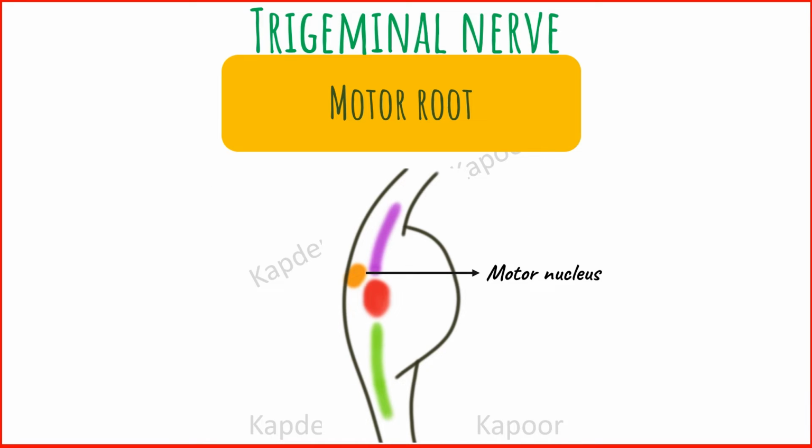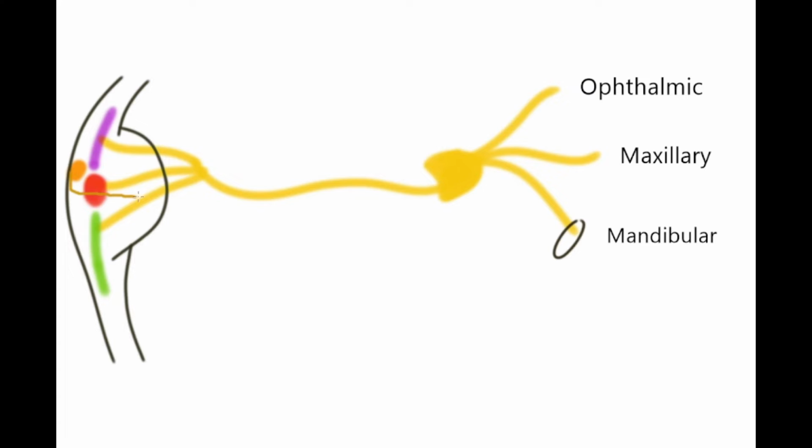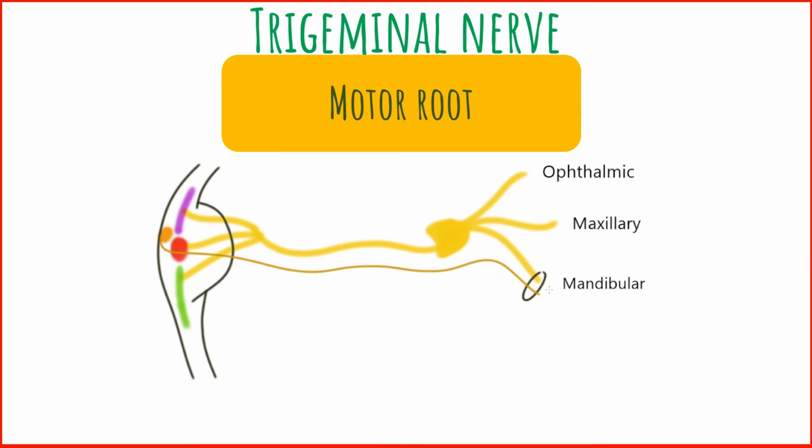From the motor nucleus arises a small motor root which travels anteriorly along with but completely separate from the sensory root. At the ganglion, it passes in a lateral and inferior direction towards the foramen ovale, through which it leaves the middle cranial fossa along with the third division of the sensory root, that is the mandibular nerve, after which it unites with it to form a single nerve trunk. Hence, only the third division, that is the mandibular nerve, contains both motor and sensory fibers.